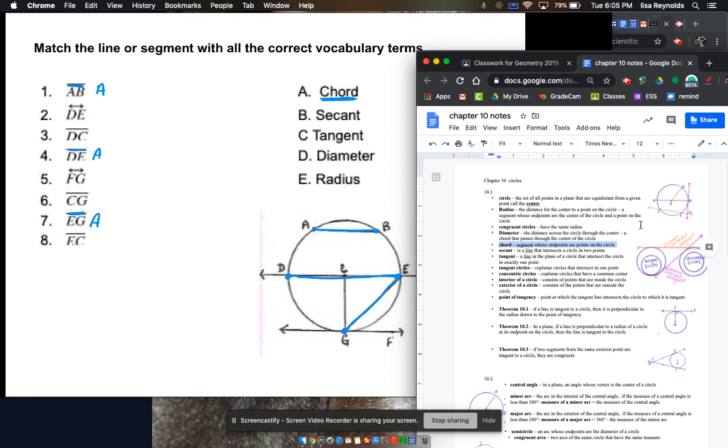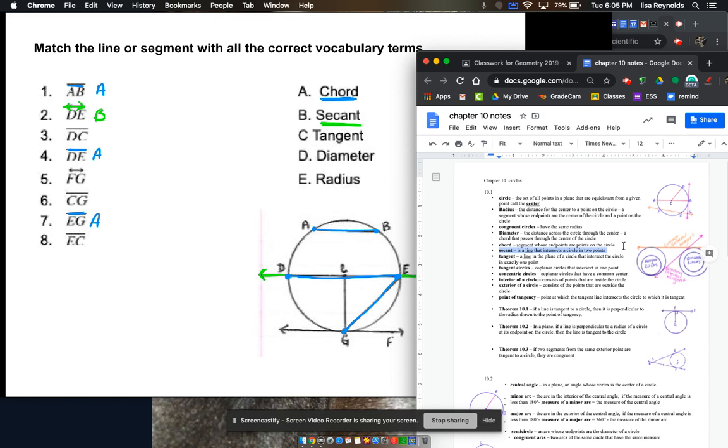Our next one is a secant. A secant is a line that intersects the circle in 2 points. So this one has to be one of our two lines. If we look at the line that is an extension of our chord, the line that goes through D and E, so our line DE is a secant.